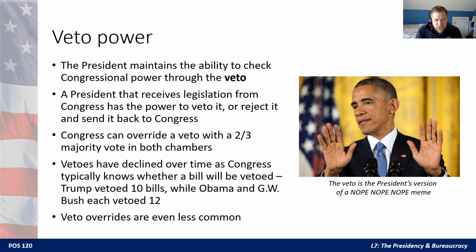Trump vetoed 10 bills. Obama and George W. Bush each vetoed about 12. And the veto overrides, like I said, are even less common.